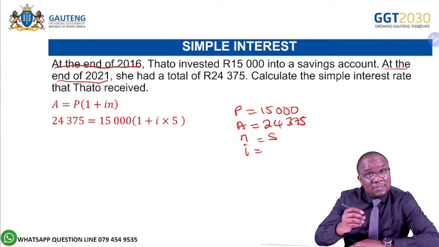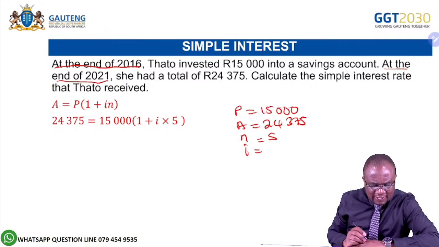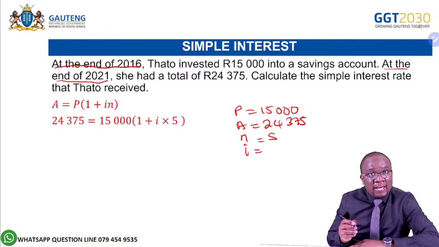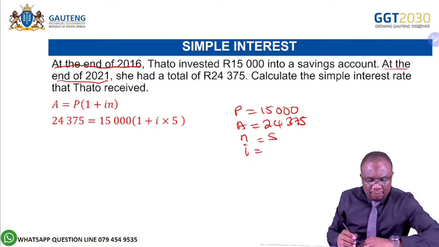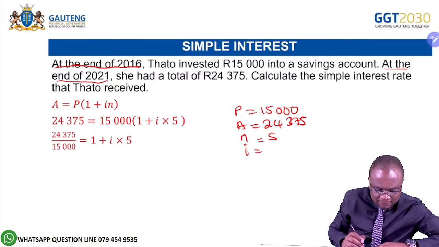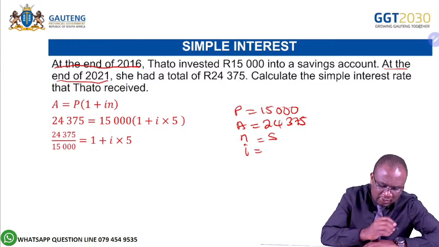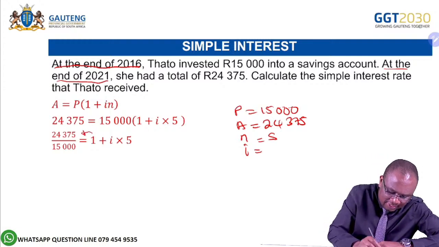Right. You can distribute your 15,000 there, but I like this one as my preference. Usually you can distribute. You can start by dividing both sides by 15,000. Okay, right. And then we can transpose 1 to this side.